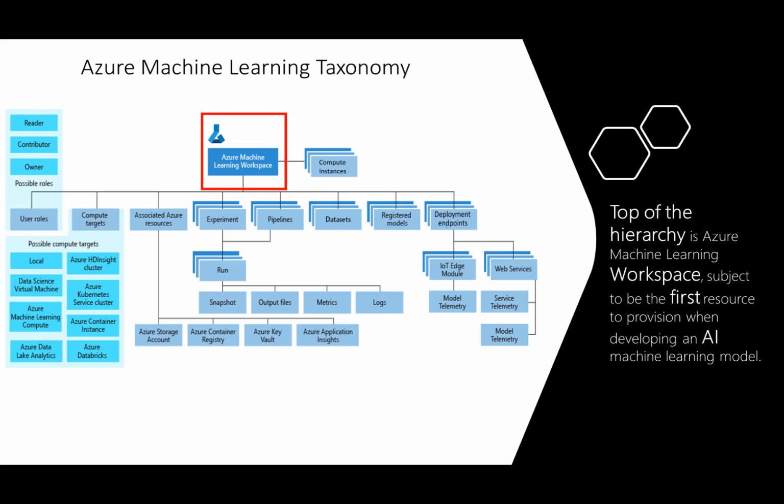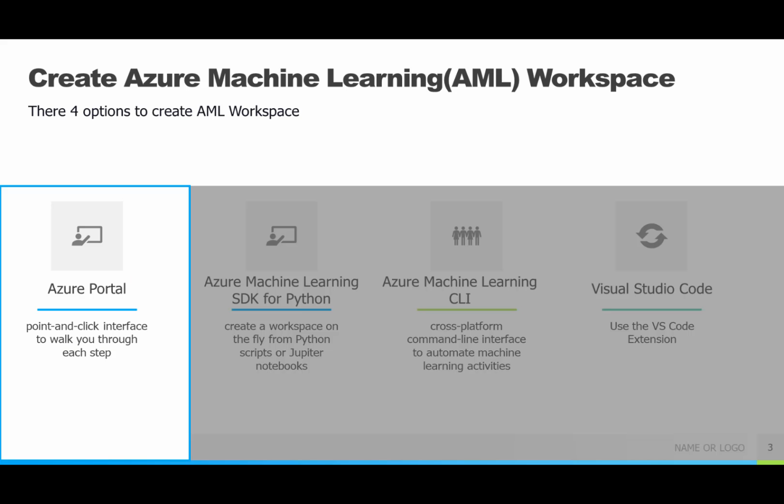Our first step is to create an Azure Machine Learning Workspace. The workspace is the top-level resource for Azure Machine Learning, providing a centralized place to work with all the artifacts you create when you use Azure Machine Learning. The workspace actually keeps a history of all machine learning model experiments and activity. So this video tutorial will expose you to one of 4 options for creating an Azure Machine Learning Workspace.